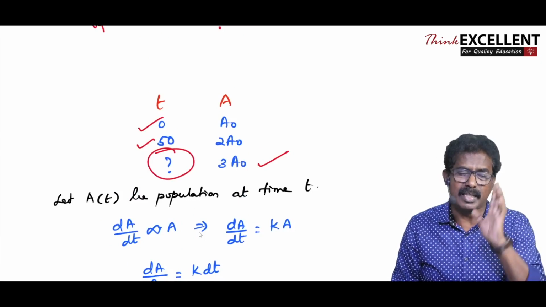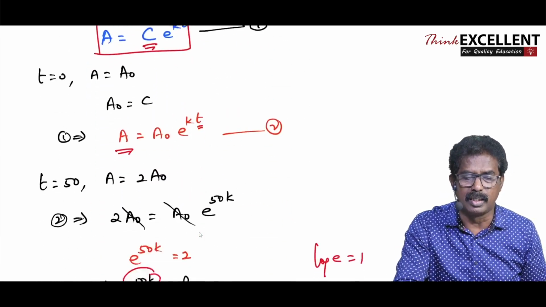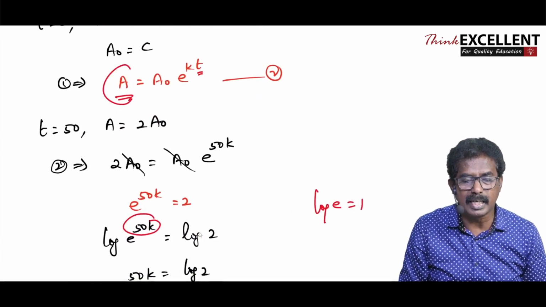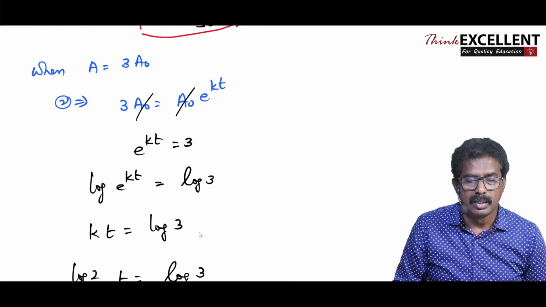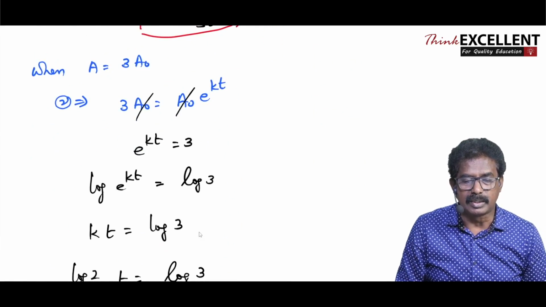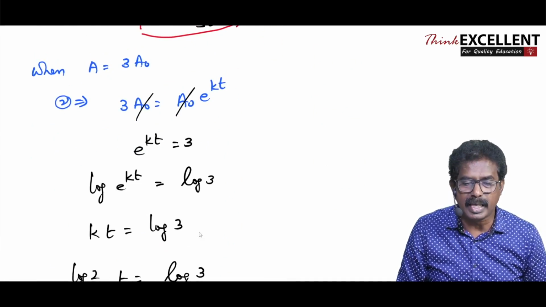இப்போ ஏக்கு இடத்துல 3a நாட் கொடுக்கணும். அதே ஈக்குவேஷன் 2ல தான். ஈக்குவேஷன் 2ல இந்த ஏக்கு இடத்துல 3a நாட், மீதி எல்லாம் அப்படியே எழுதுங்க. என்ன வருது பாருங்க, 3a naught is equal to a naught e raised to kt. a naught கேன்சல் ஆயிரும். e raised to kt is equal to 3.